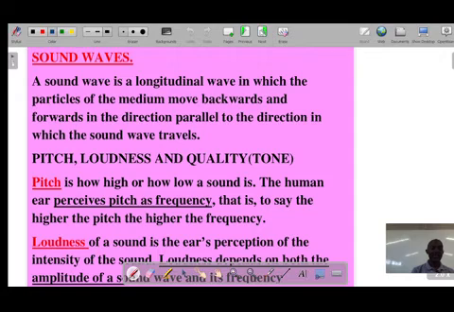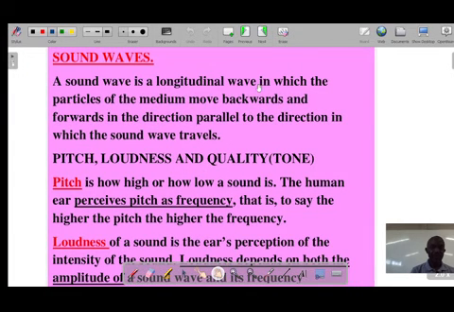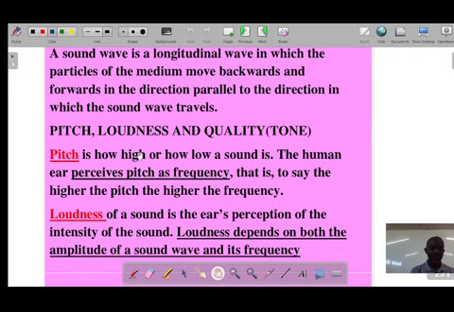So that brings us to a type of longitudinal wave which is called a sound wave. Now, what is a sound wave? A sound wave is a longitudinal wave in which the particles of the medium move backwards and forwards in the direction in which the sound wave travels. Under sound waves, we look at the pitch, loudness, and quality. Pitch is how high or how low a sound is.